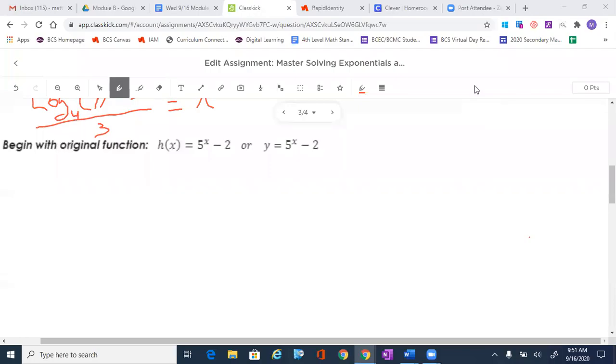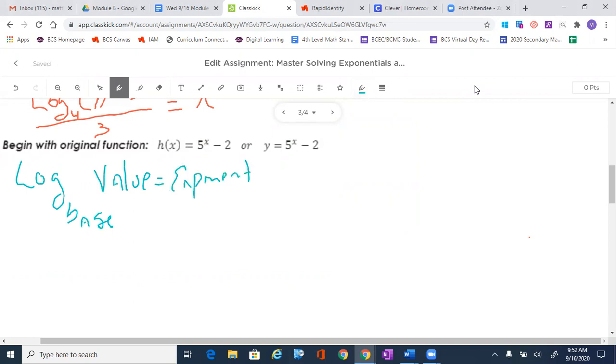Here's the last example for our class kick today, and we are going to be writing the inverse of h of x equals 5^x minus 2. We're showing this one just because there's a little bit more to this statement. So the first thing I'm going to do is go back and rewrite that statement. Log base value equals exponent.